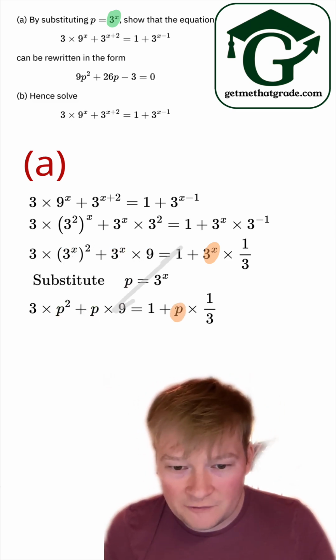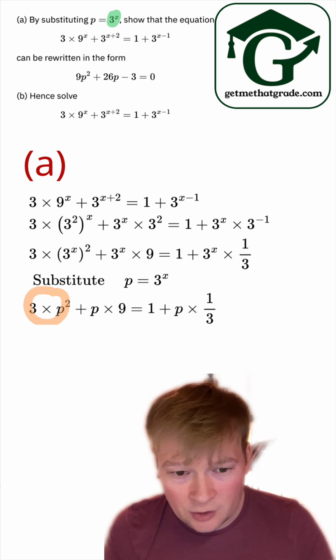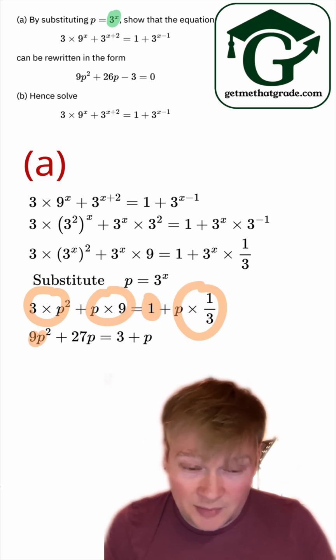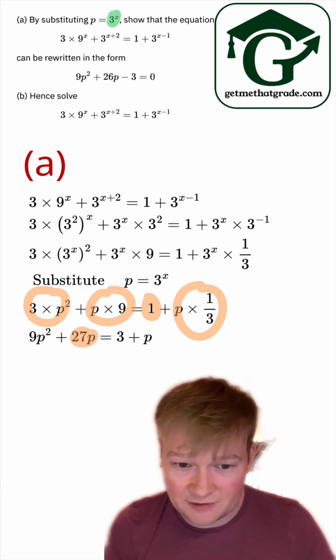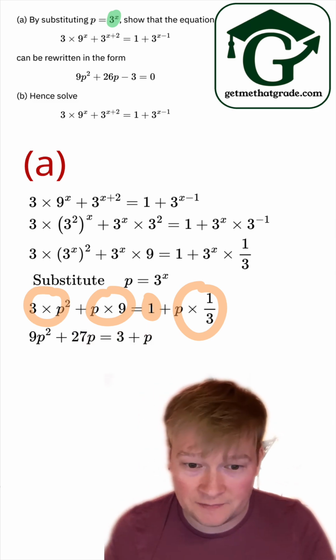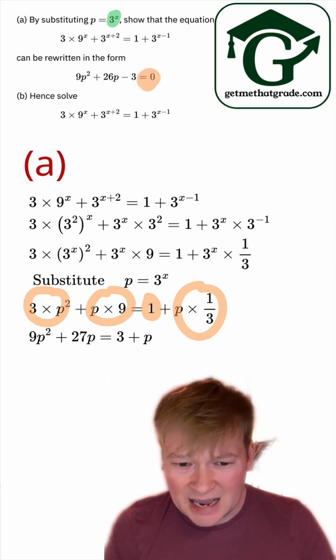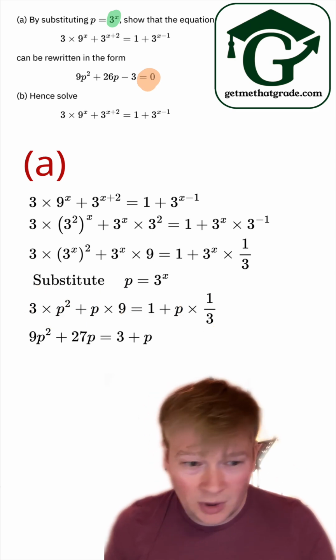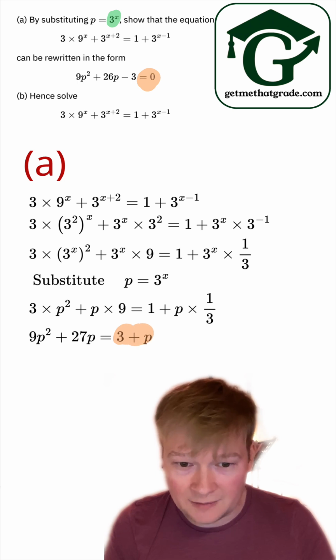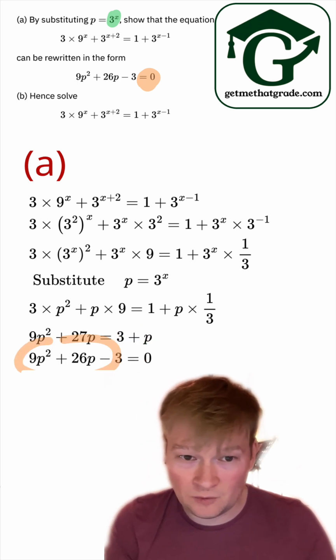I don't like the fact that I've got this fraction here of 1/3. How can I get rid of that fraction? Well, I can multiply all of these 4 things by 3. That will give me 9p squared, 27p equals 3 plus p, getting rid of the fraction. Finally, notice I need equals 0 here. So how can I make this equal 0? Well, I can subtract what we've got here to get equals 0. And we're there. We've got to the result that we wanted.